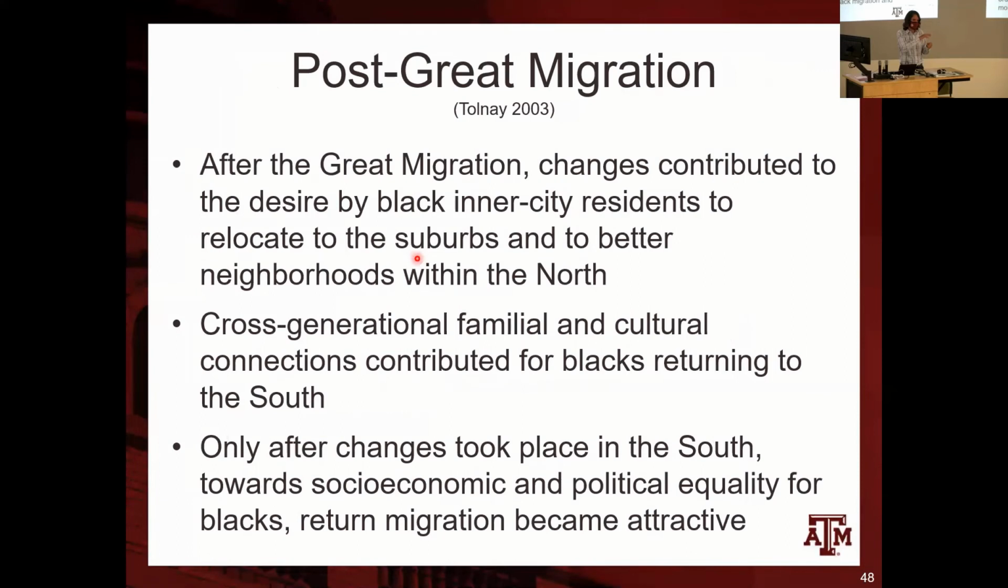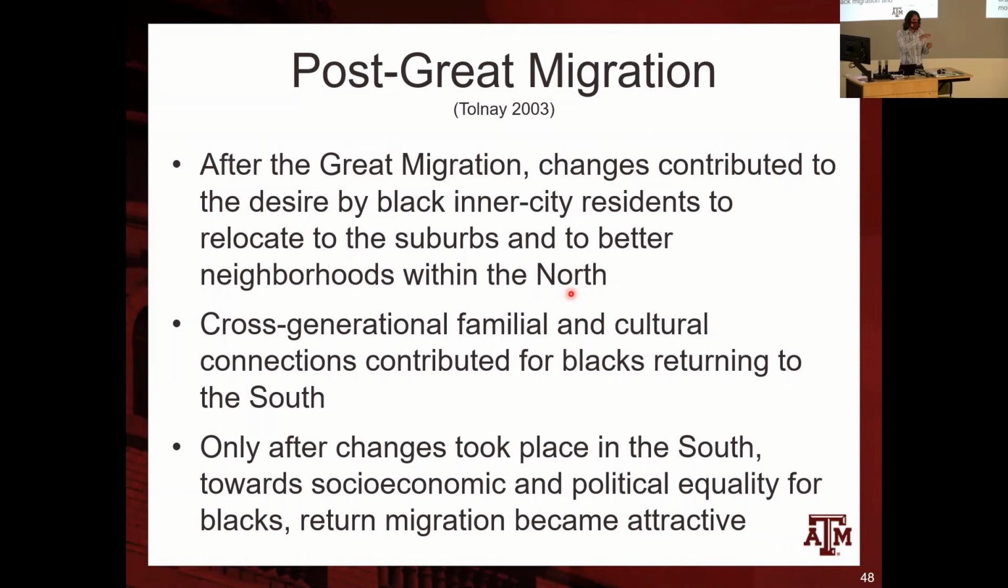After the Great Migration, change contributed to the desire by Black inner-city residents to relocate to the suburbs and to better neighborhoods within the North. So we start to see some mobility as well. African Americans moved from the South to the northern states, and afterwards they tried to move into neighborhoods where their children could have access to better schools and they could have a better standard of living.